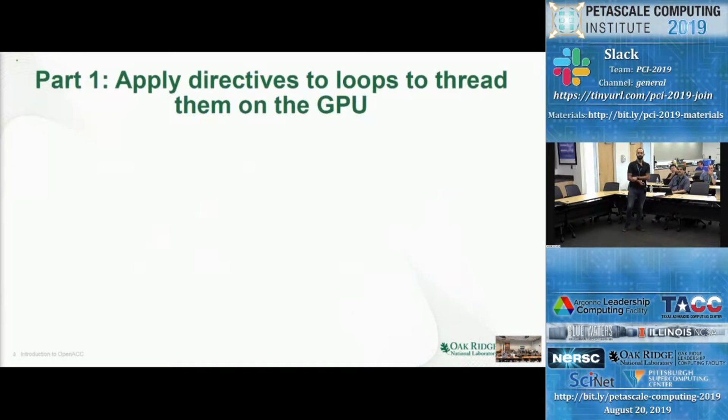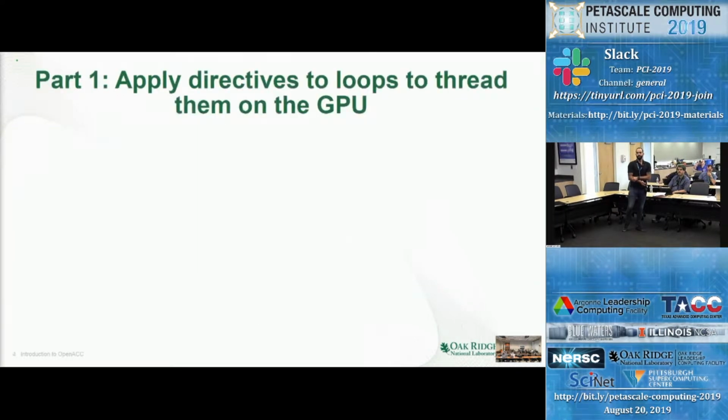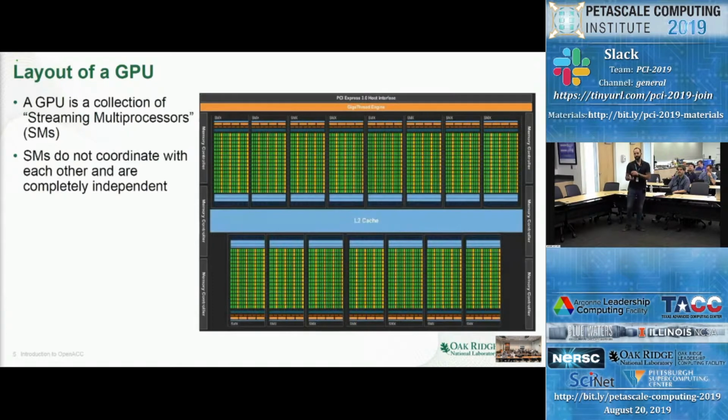So let's start off with the first part. Again, there are three uses you see here. The first is to apply them to loops to get things to run on the GPU. So this is what a GPU looks like. It's a collection of vector machines. And so these things are called streaming multiprocessors, and within a streaming multiprocessor, things are pretty similar to what an old vector machine would look like.